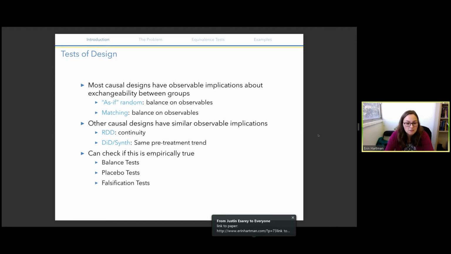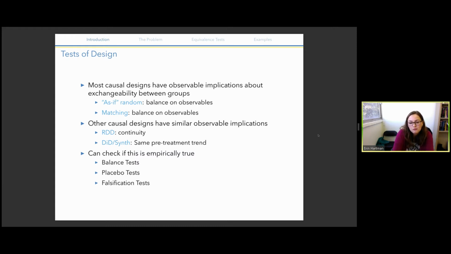Similarly, when we conduct matching, we believe that we should see balance on observables, and the hope is by our identifying assumption, we also achieve balance on unobservables, which we can't test. Other causal designs have similar observable implications. So if we conduct a regression discontinuity design, our identifying assumption is continuity in the potential outcomes. And so we should see continuity in any sort of pre-treatment outcomes. If we do difference in difference or some sort of synthetic matching, we should see some sort of similar pre-treatment trend between our treatment and control groups.